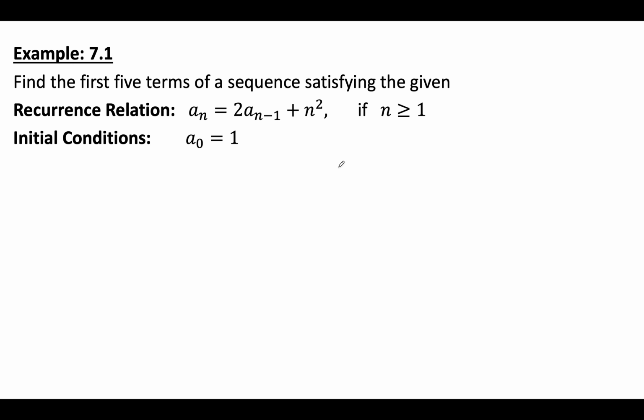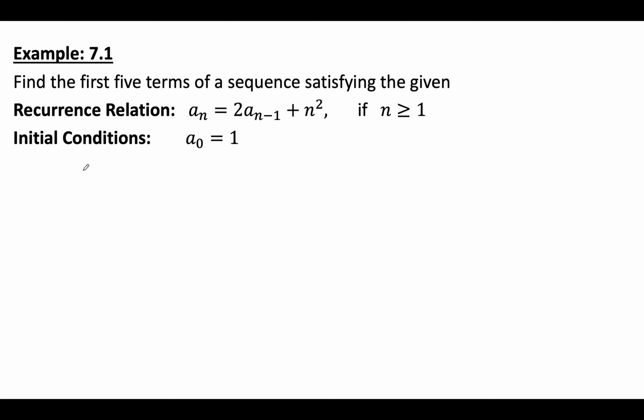Let's start with this example. Now here it asks us to find the first 5 terms of a sequence satisfying the given recurrence relation a_n is equal to 2a_(n-1) plus n squared, if n is greater than or equal to 1, and I've got initial condition a0 equal to 1.